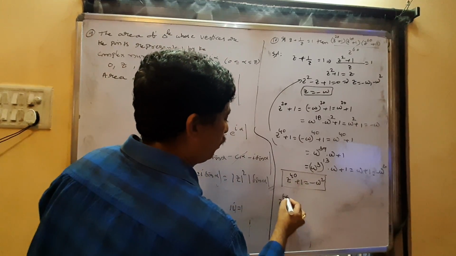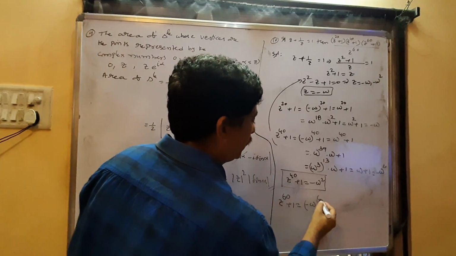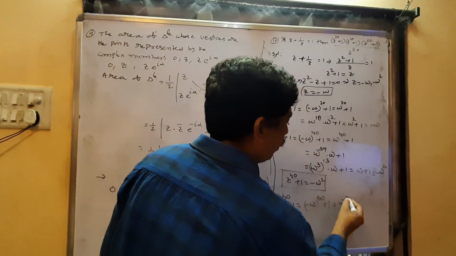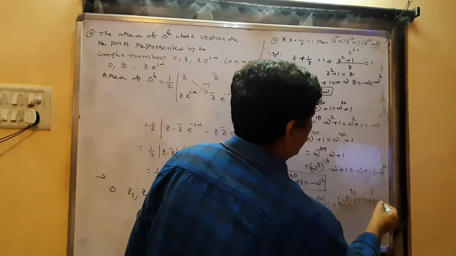Now z^60 plus 1, that is minus ω^60. 60 is a multiple of 3, so that is (ω³)^20 plus 1. 1 plus 1 is 2.